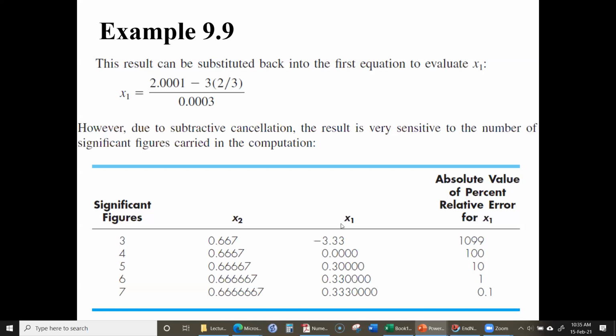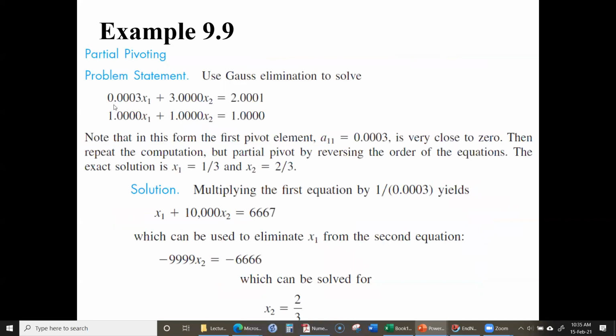Remember, the solution of x1 is 1/3. But in this case, if we restrict our calculations to only 3 significant digits, instead of 1/3 we will get a value of minus 3.33, which is a 1099% difference from the true value.